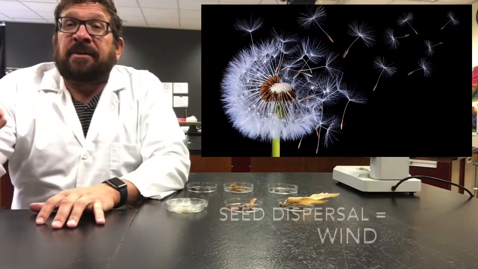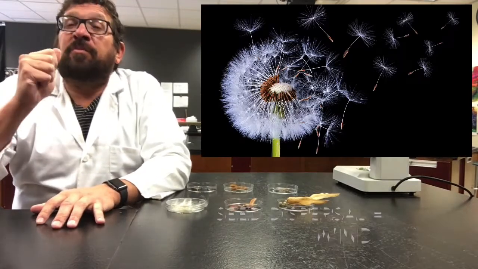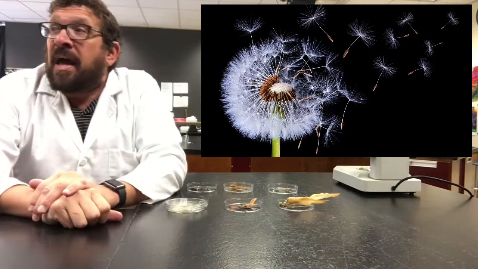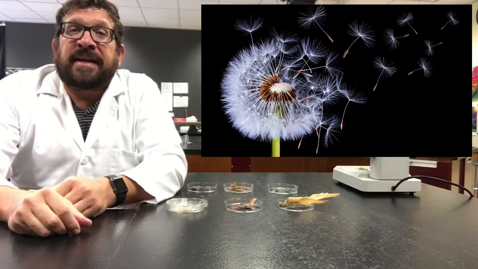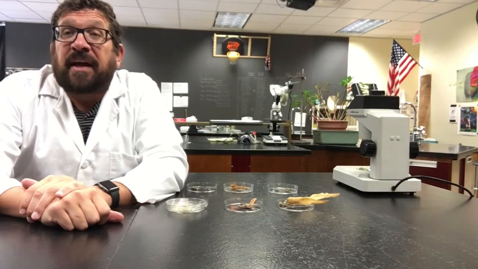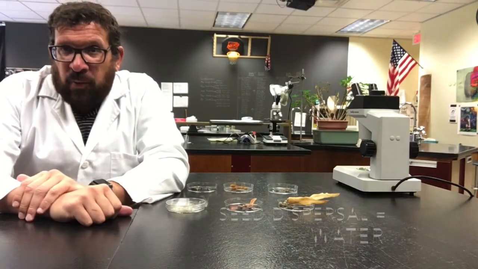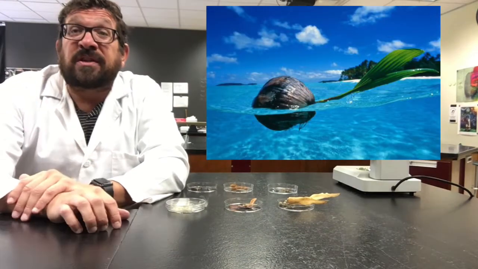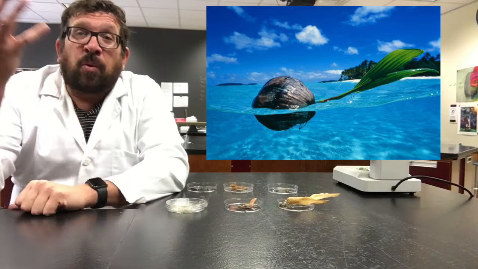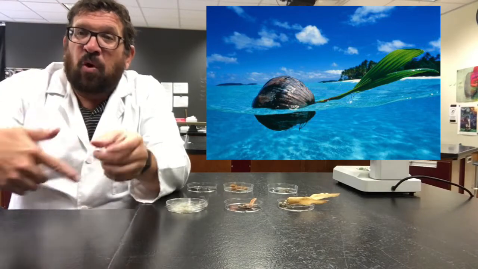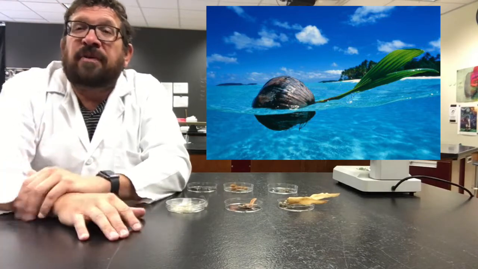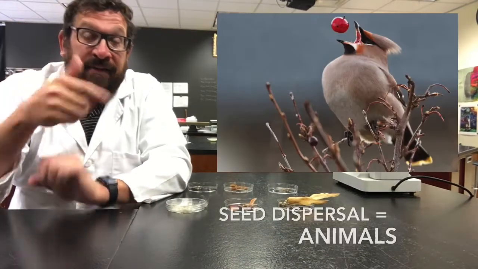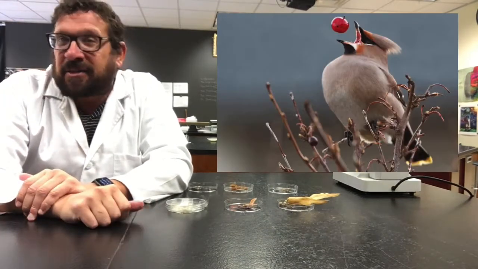A dandelion, if you've ever had one before and you've blown it, those are the seeds of the dandelion, and they're being taken away to get away from the parent plant and go live a happy life. Water is another way that seeds get dispersed. A coconut, for example, floats. It's also round. So when the coconut tree drops it, it rolls into the water and goes off to become its own coconut tree. Animals, like in the example of the apple, disperse seeds.